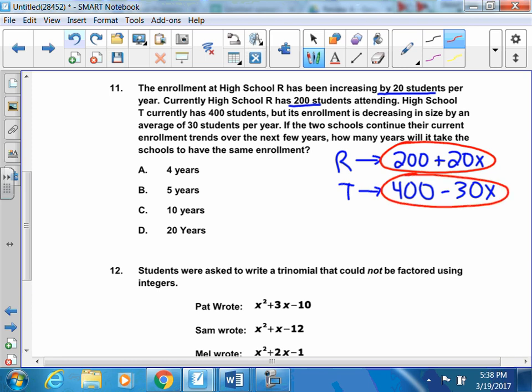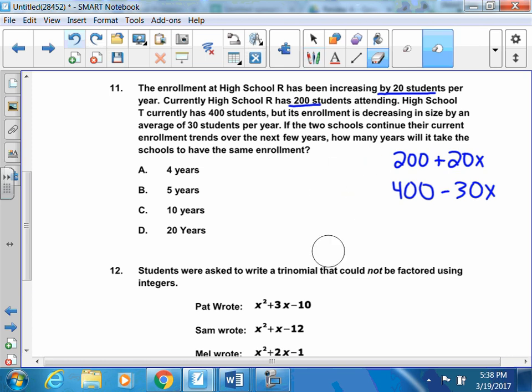Well, what we can do is set those equal to each other. So what I have here, let me get rid of this, is I'm going to have 400 minus 30x equals 200 plus 20x. We're going to see when they equal each other.